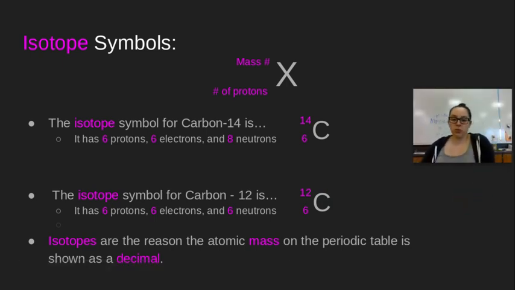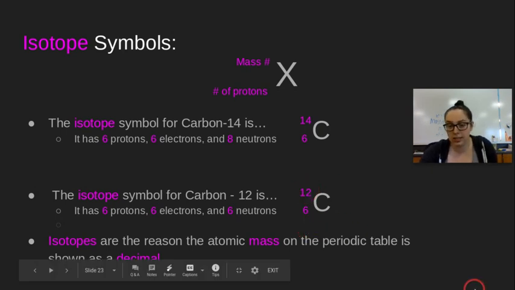The isotope symbol for carbon-12 is 12 up here, 6 down there, and a C in the middle, okay? Still a 6 because it's still carbon. 12 because it's a mass of 12. That gives us 6 protons, 6 electrons, and 6 neutrons.